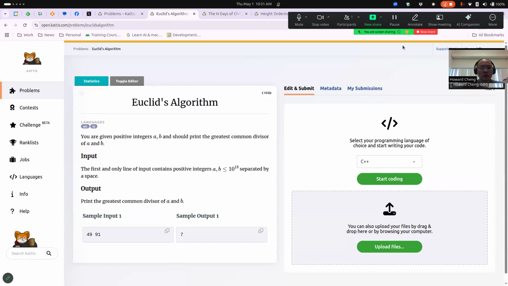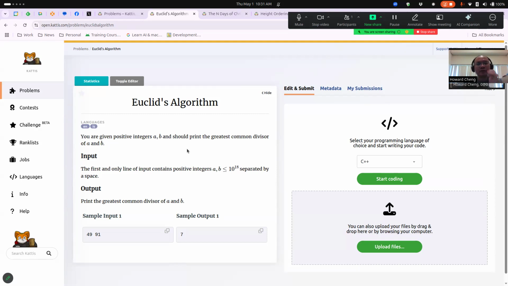Okay, so we're going to start talking about the actual problems. We've already seen the first one, just to get started on the first one in the introduction of how to use Caddis. But we're going to look at some of the maybe more interesting problems.